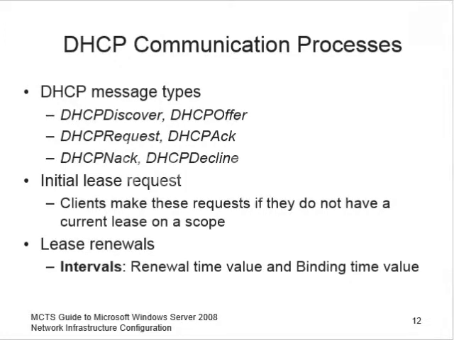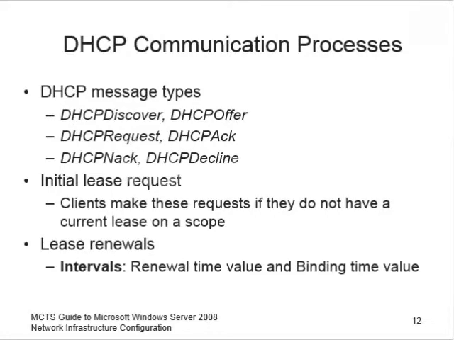Then we have the DHCP offer, which is sent by one or more DHCP servers to a DHCP client in response to the DHCP discover, along with the offered configuration parameters. Then we have the DHCP request, which is sent by the DHCP client to signal its acceptance of the offered address and parameters. The client generates this message containing the address of the server from which it is accepting the offer, along with the offered IP address.